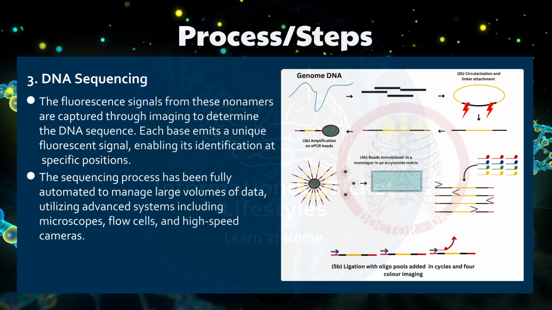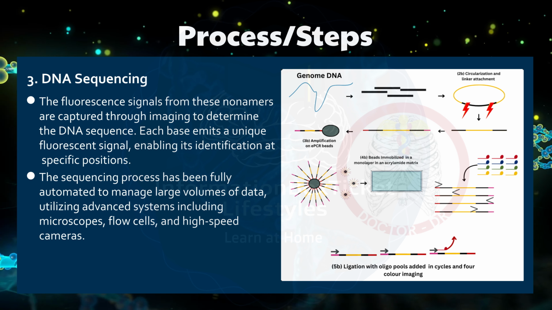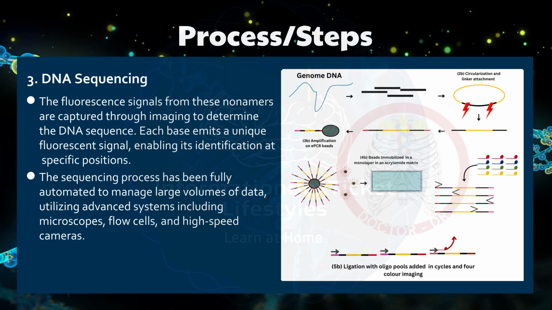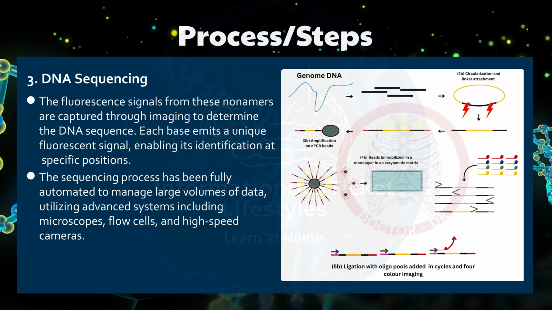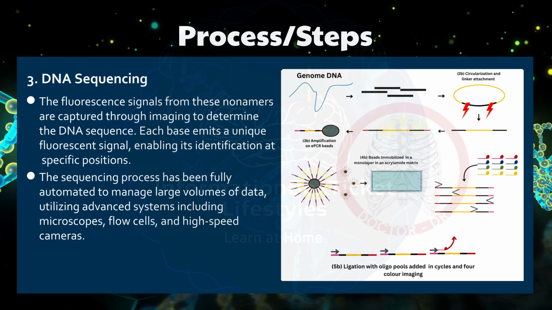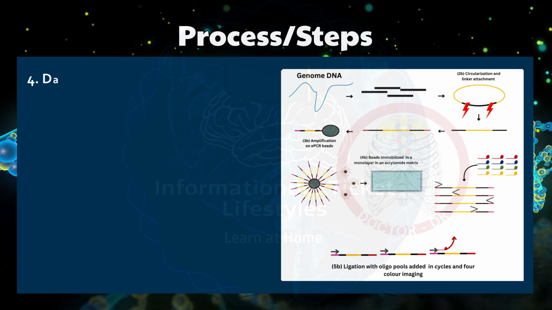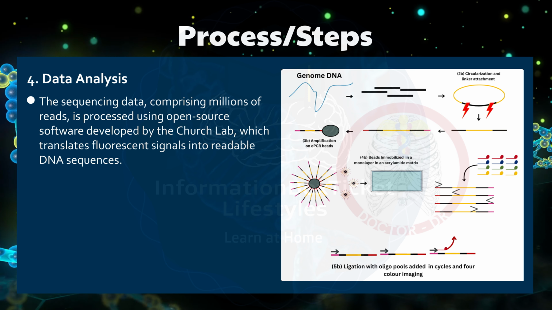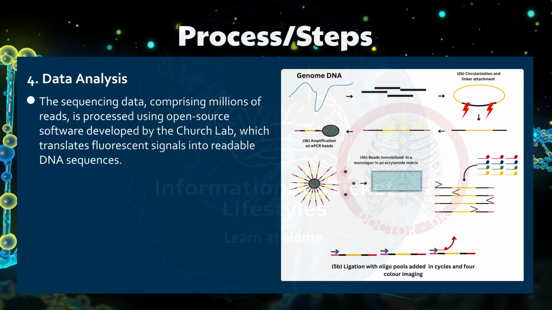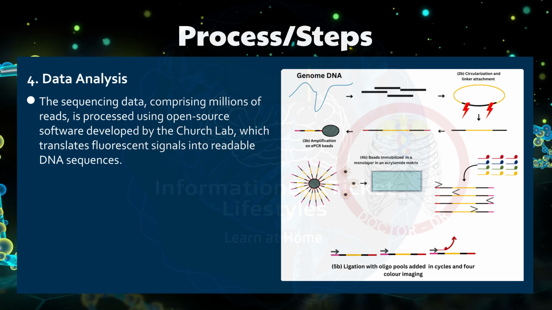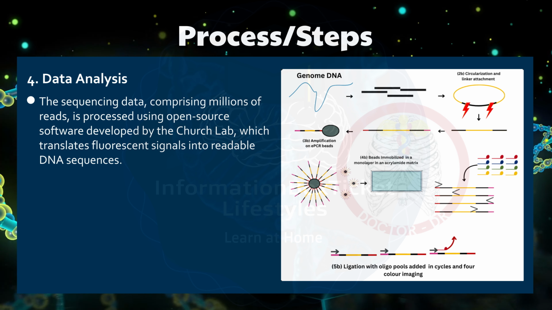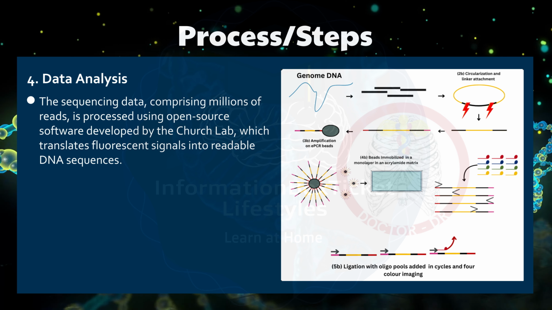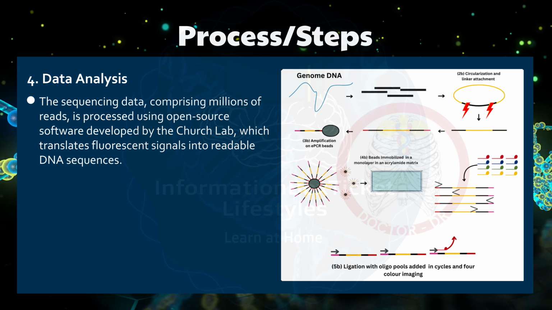The sequencing process has been fully automated to manage large volumes of data, utilizing advanced systems including microscopes, flow cells, and high-speed cameras. 4. Data analysis. The sequencing data, comprising millions of reads, is processed using open-source software developed by the Church Lab, which translates fluorescent signals into readable DNA sequences.